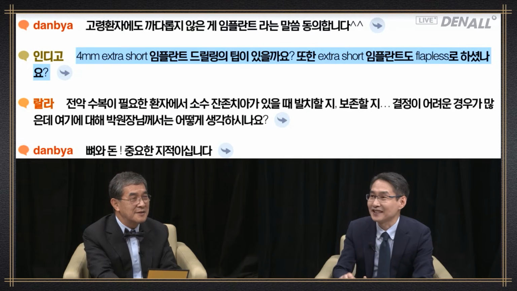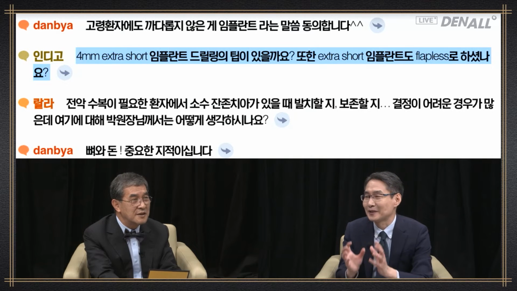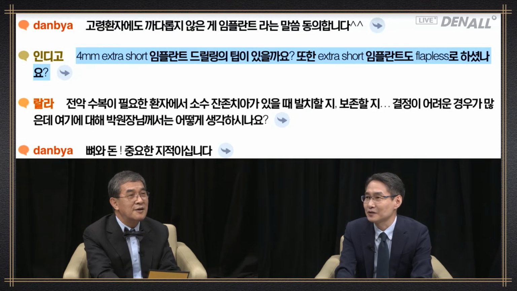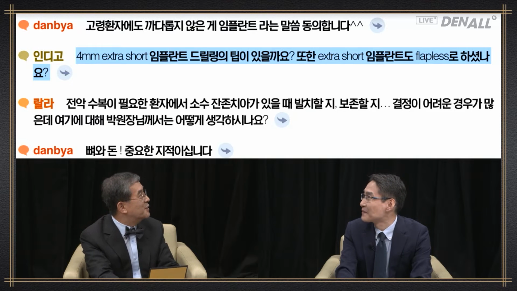If an appropriate incision is made, when you connect the healing abutment, because an appropriate amount of pressure is applied, the need for suture is minimum. I understand.